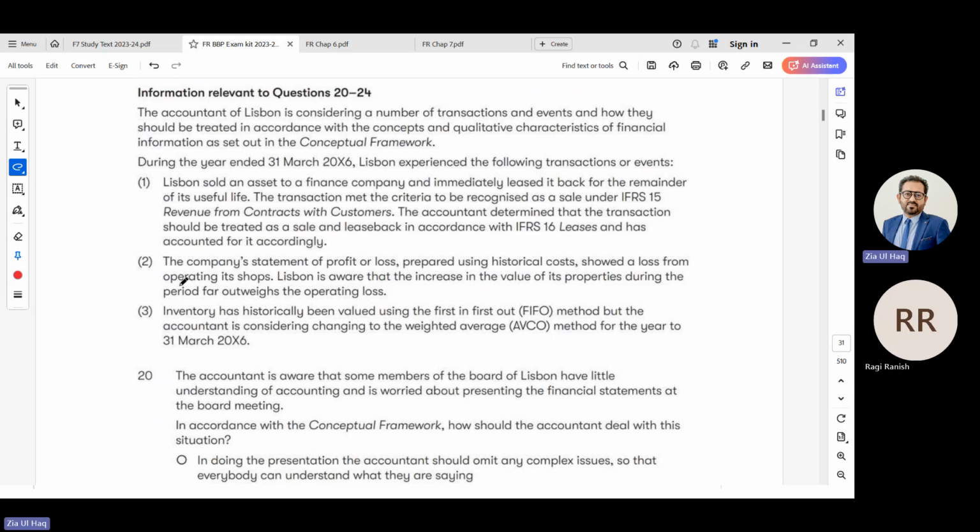The accountant of Lisbon is considering a number of transactions and events and how they should be treated in accordance with the concepts and qualitative characteristics of financial information as set out in the conceptual framework. During the year ended 31st March 2026, Lisbon experienced the following transactions or events. Number one, Lisbon sold an asset to a finance company and immediately leased it back for the remainder of its useful life.